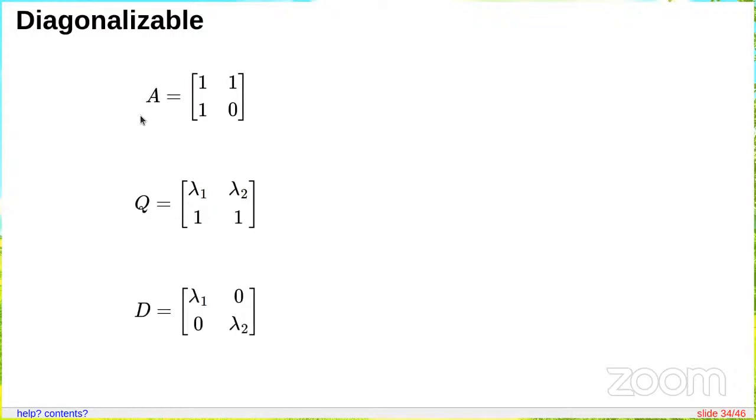So that's what we have, right? Remember, the matrix Q is nothing but the set of eigenvectors. Lambda 1 comma 1 is the first column of the matrix Q, and lambda 2 comma 1 is the other column of Q. D is the matrix of eigenvalues on the diagonal. So I can write A as Q D Q inverse. I hope this is clear. So far so good.